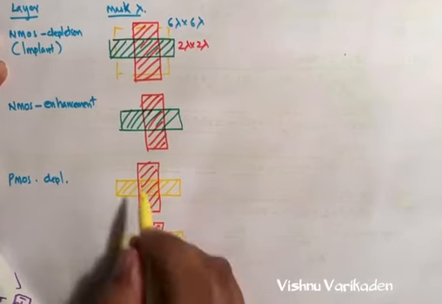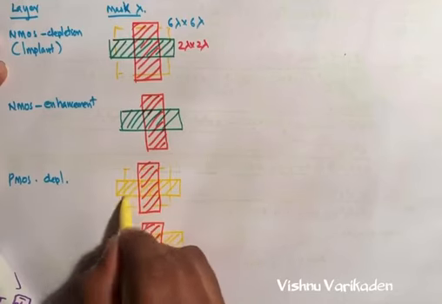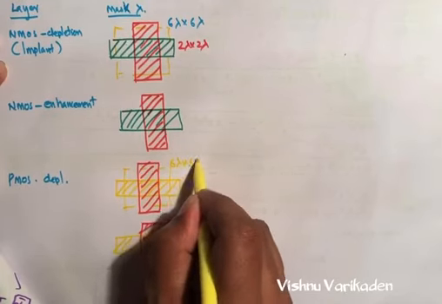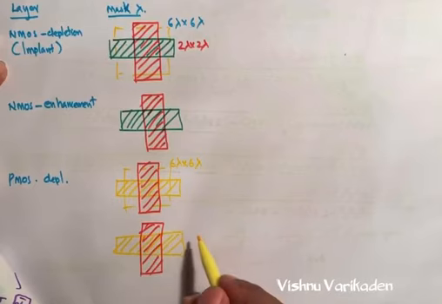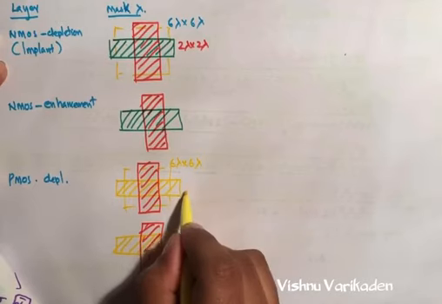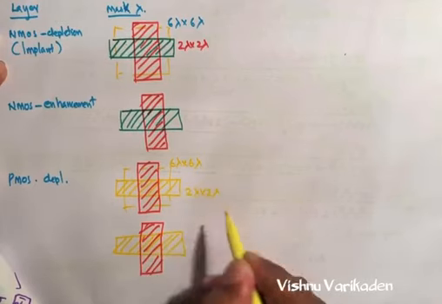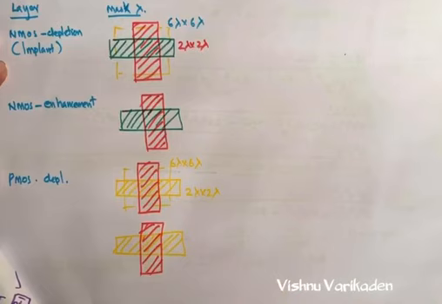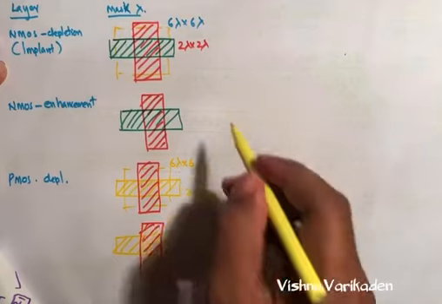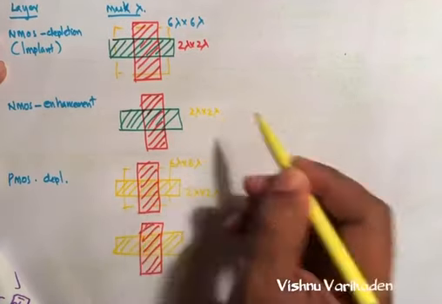So this one is like this. So this is 6 lambda into 6 lambda implant. So this one is 2 lambda into 2 lambda. This is same as that of 2 lambda into 2 lambda. 2 lambda for this. This is also a 2 lambda into 2 lambda.